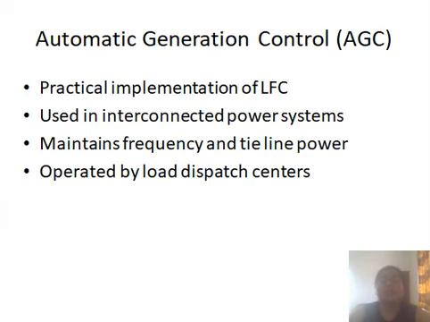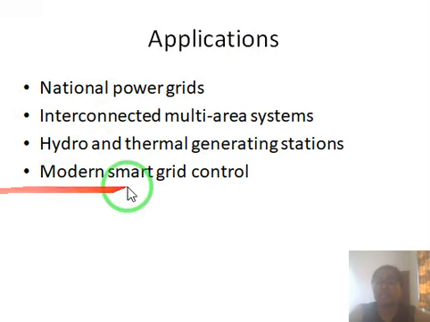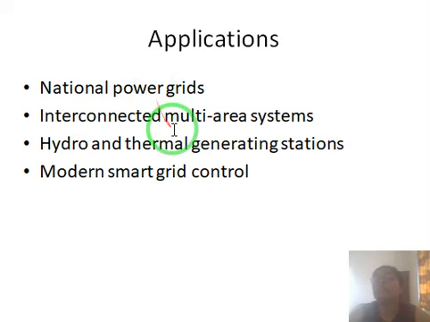In a real power system, load frequency control is implemented through an automatic generation control system. This system continuously monitors frequency and adjusts generator output across different plants. AGCs are operated by the load dispatch center to maintain frequency and tie line power. These are mainly used in interconnected power systems. Let's see its applications. It is used in the national power grid, interconnected multiple area systems, mainly in hydro and thermal generating stations, and also in modern smart grid control.